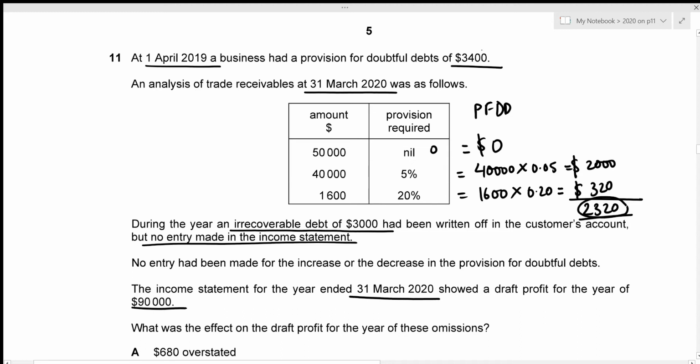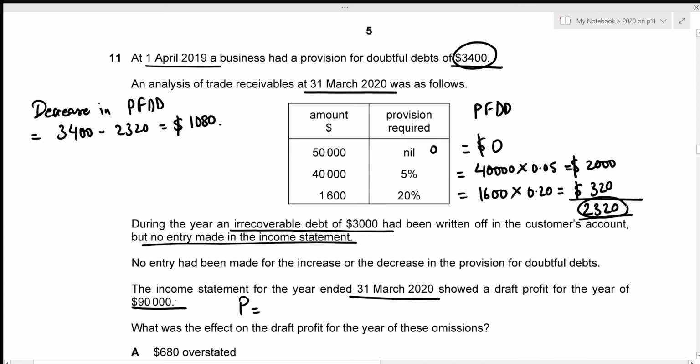The opening one is 3400. We can clearly see that the value has decreased, right? So the decrease in provision for doubtful debts is going to be the opening balance minus closing balance. That's 3400 minus 2320, which results in the value of 1080. Okay, and let's figure out the correct profit. We start with our error, which is 90,000. Then we need to include this decrement in provision for doubtful debts. And remember that decrement is always an income, which means that we need to add it in order to figure out the profit. So that's going to be plus 1080.